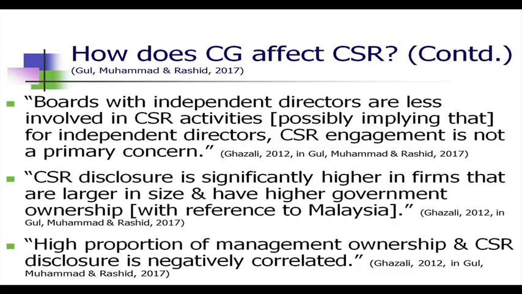Then the same paper also found that a higher proportion of management ownership and CSR disclosure were negatively correlated, implying that if the management owned the organization, the CSR disclosure was likely to be lower, as opposed to having an independent board of directors controlling the CSR disclosure. Okay.